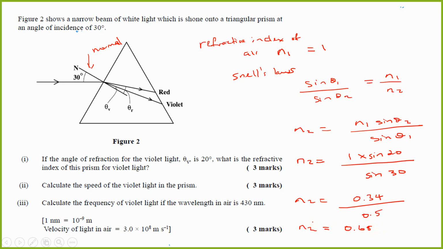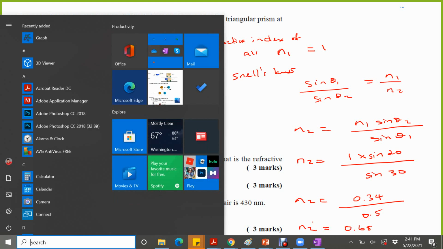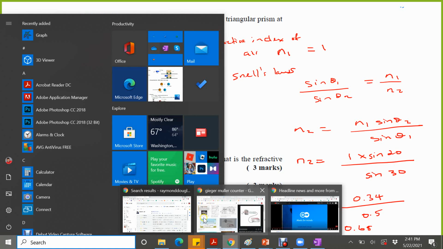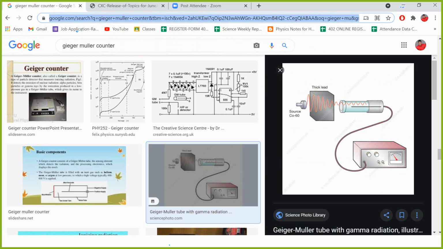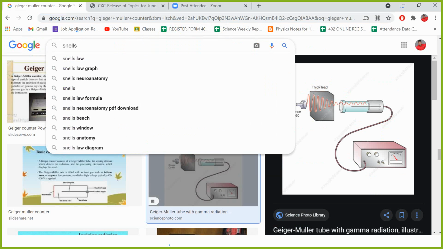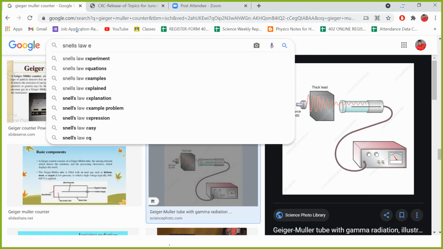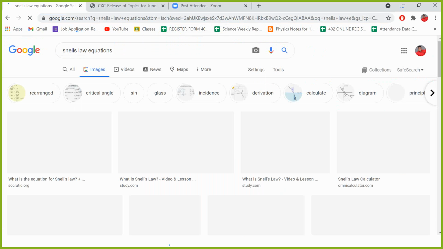I'm trying to see now if this is right. I don't know. Let me just check something here. Because if we don't have the equation correct, it can throw us off, you know. It can throw us off big time. So let's just look at that.